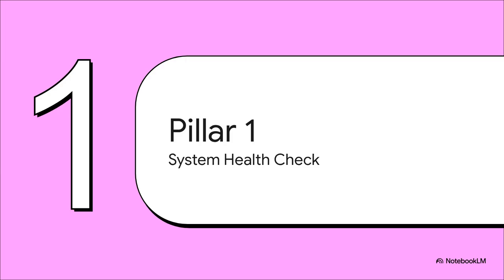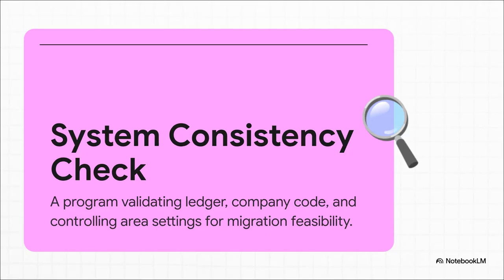Okay, let's tackle pillar number one, the system health check. This is where we get technical. It's all about diving deep into your system's core settings. You wouldn't build a new house on shaky ground, right? Same principle. We have to make sure the foundation is solid. So your first real task is to run what's called a system consistency check. Think of this as your first big hurdle, your go, no-go moment.